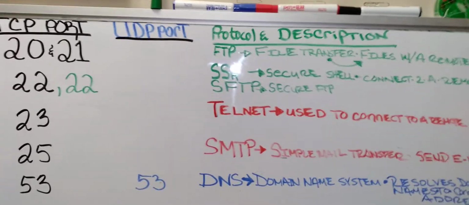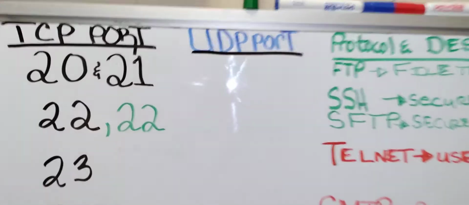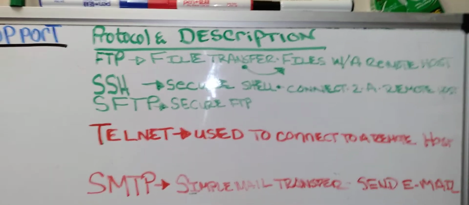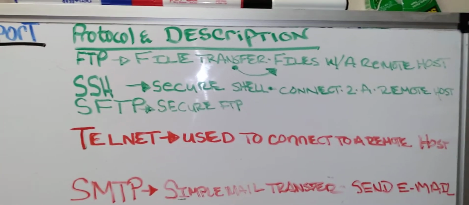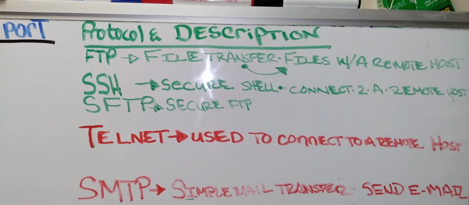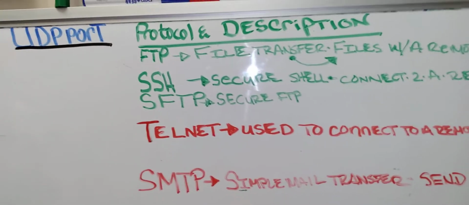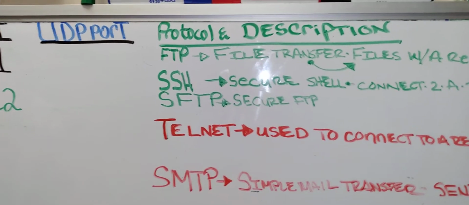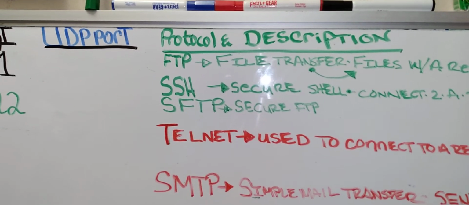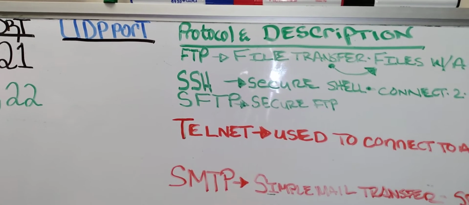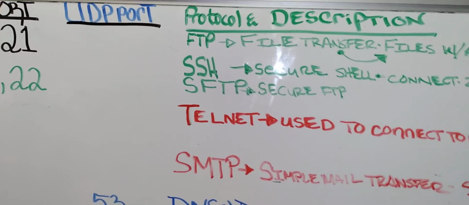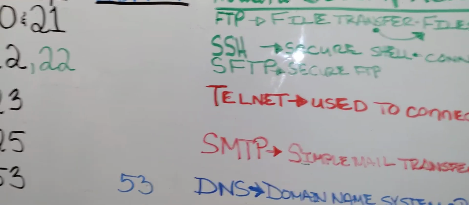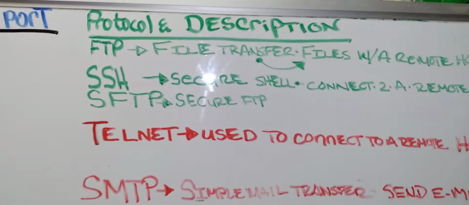200-301. So the first one is port number 20, and the protocol's description is FTP, File Transfer Protocol. And this FTP transfers files with a remote host. It's a TCP connection created by an FTP client and server for the purpose of transferring data, FTP.